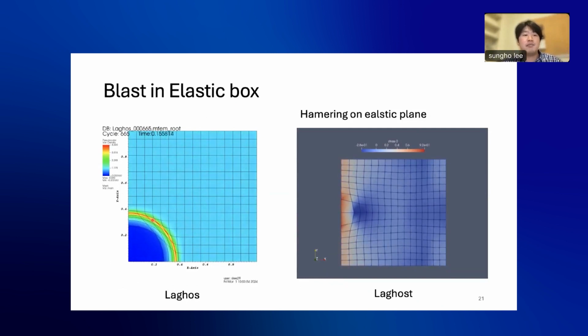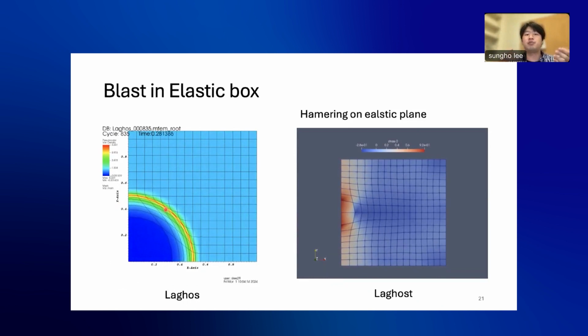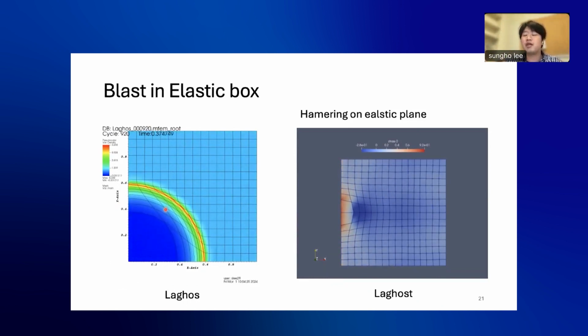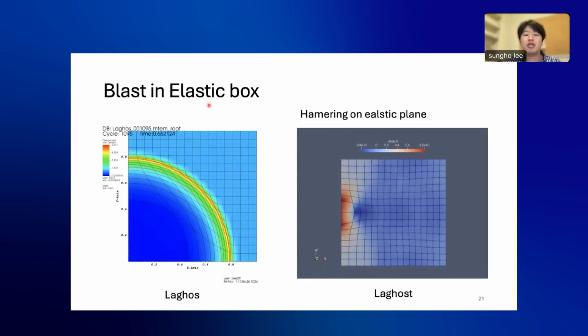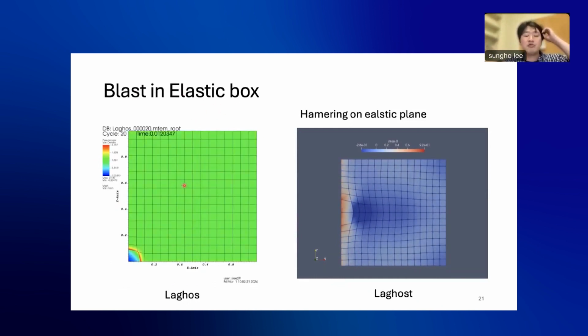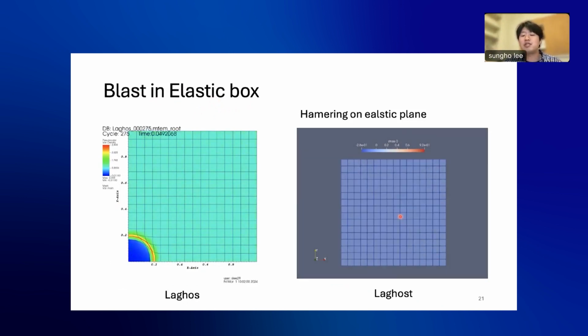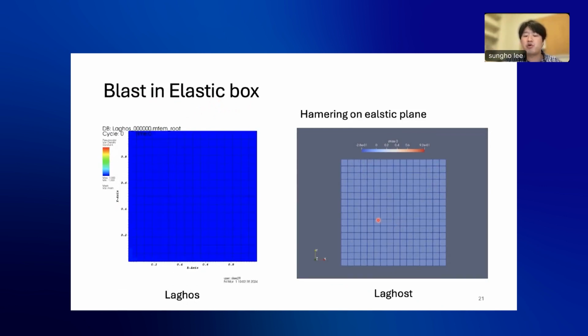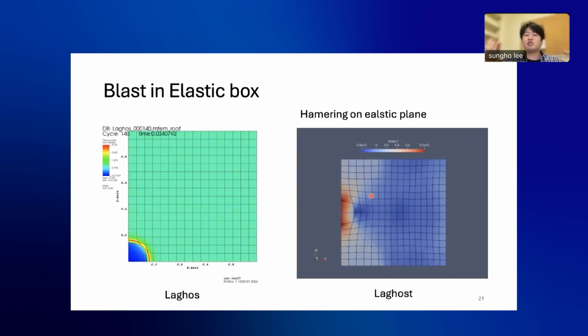I use the same example, the shadow blast wave problem in LAGHOS, problem number 1. I call it blast in elastic box. The left one shows the region of the LAGHOS. Maybe you guys are very familiar with it. And the right one is the numerical region of the LAGHOS. So this is like the situation.